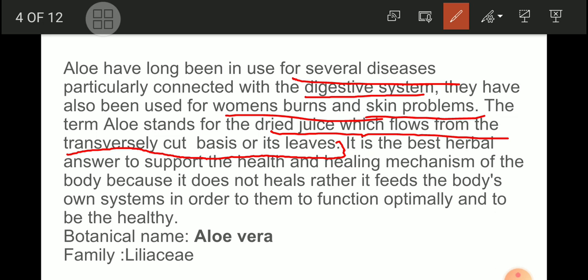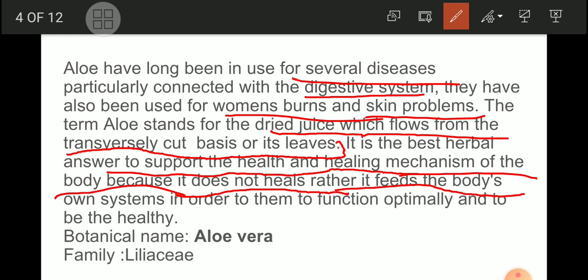Succulent leaves are there, thick leaves are there. You cut the leaves, so what happens actually? Juice comes out of that. It is the best herbal answer to support the health and healing mechanism of the body, because it does not only heal, rather it feeds the body. That is most important. Already I have said to you that it not only heals the body, but feeds the body's own system to function optimally for health.